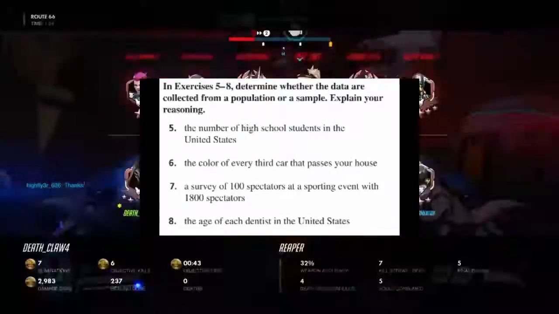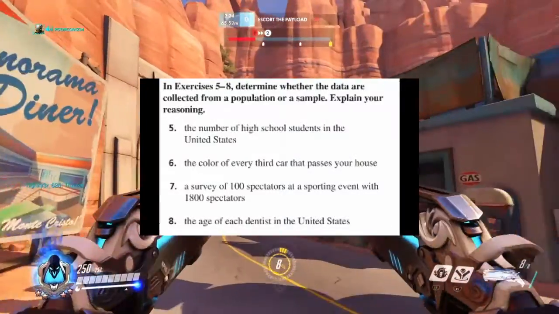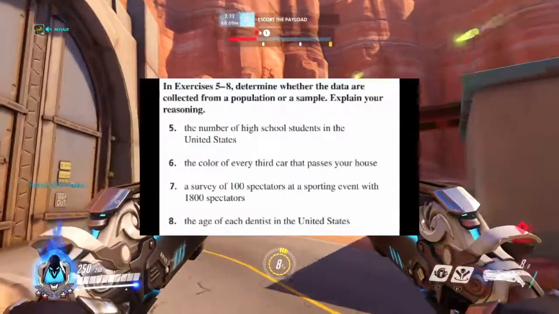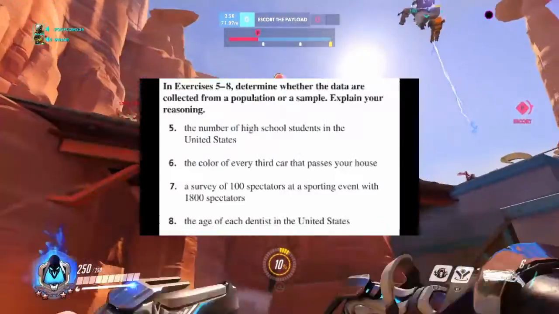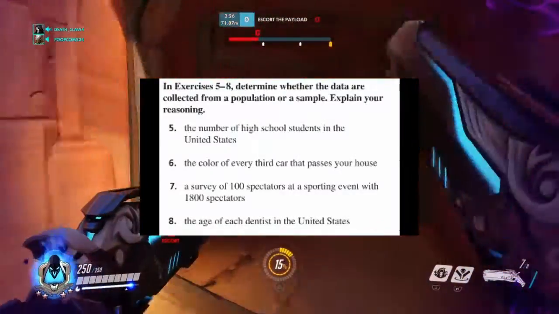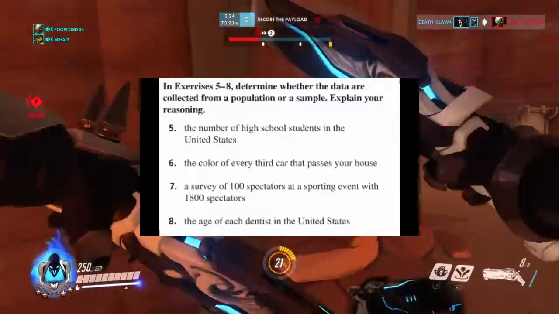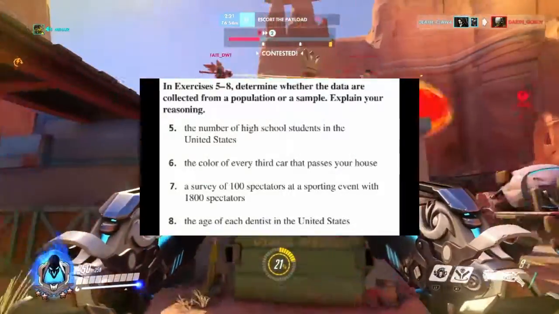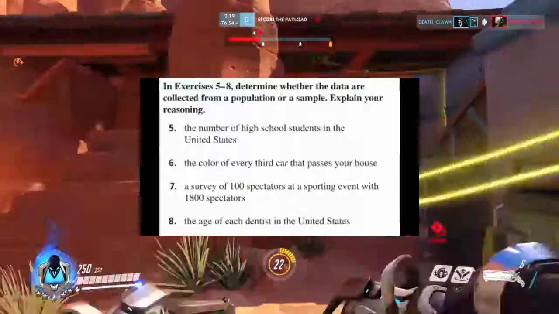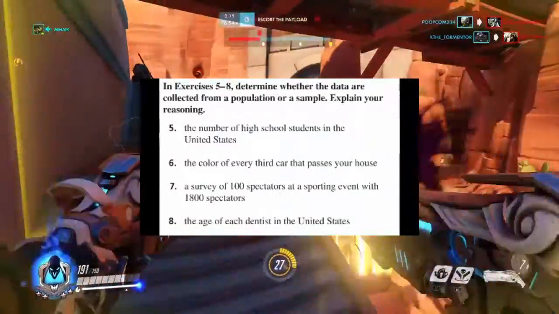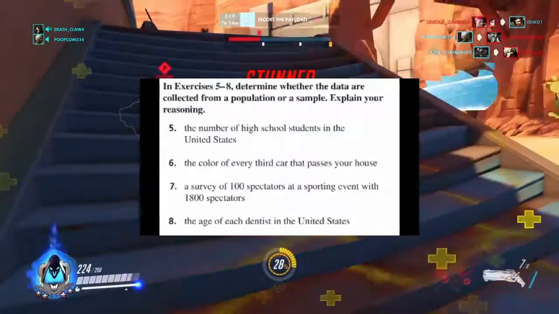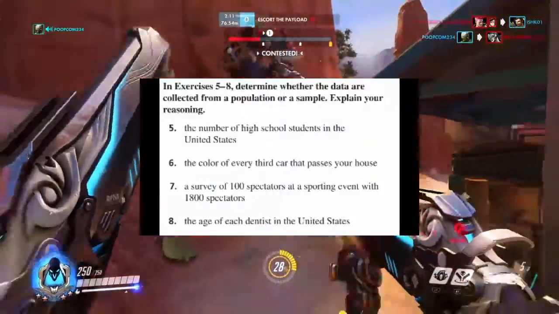Number 6 is a sample, however, because if you look at it, it's every third car that passes your house. That's not every car that passes the house. It's every third, so it makes it a sample because it's not all of it. It's just a select few. So that's how you tell the difference. Go ahead and try number 7, and I'll give you a few seconds. Check that one out, then give me an answer, and boom.